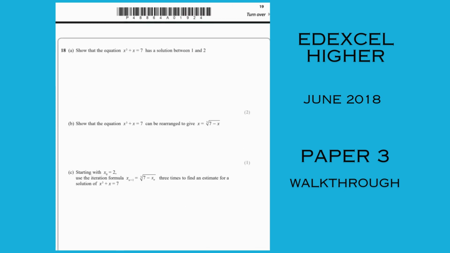Number 18, show that it has a solution. Just sub them in. So we sub in 1. So we've got to do 1 cubed. It's a horrible 1 cubed, but never mind. Plus 1. I get 2. 2 cubed plus 2 equals 8. And something along the lines of 7 is between the 2 and the 8, hence a solution. And also, if you want to be A-level about it, stick in there it's a continuous function.